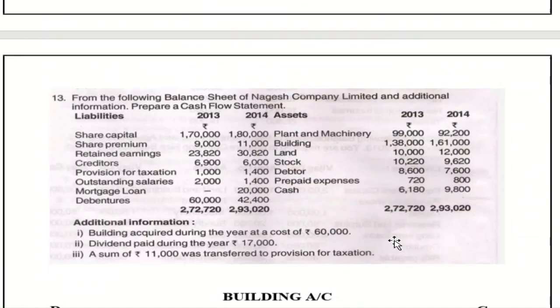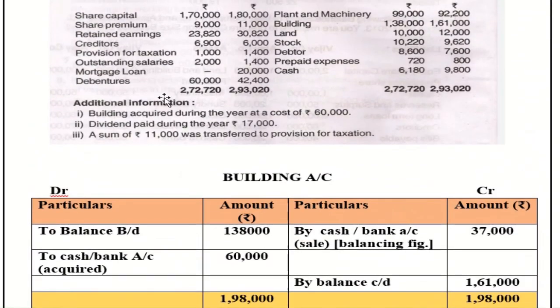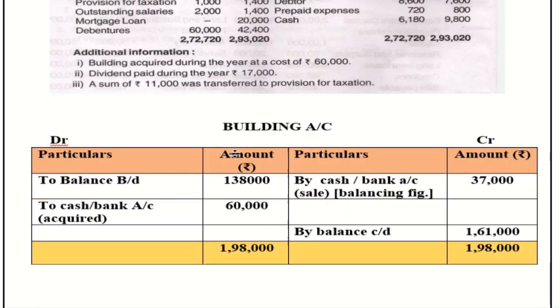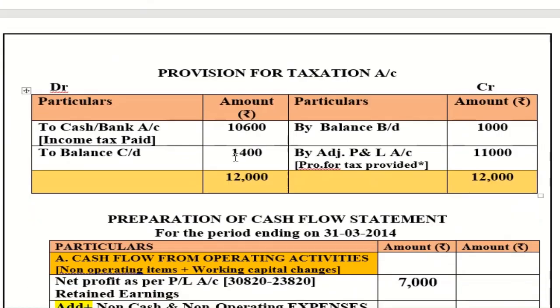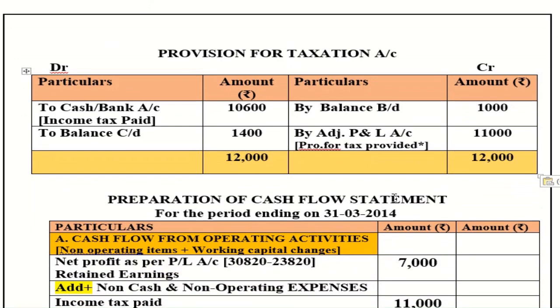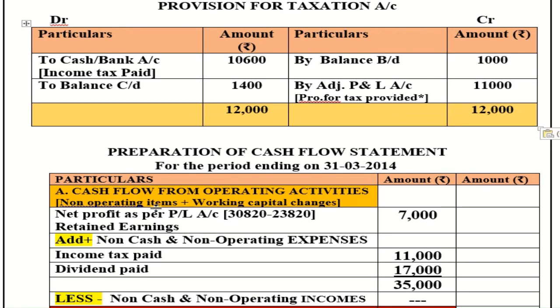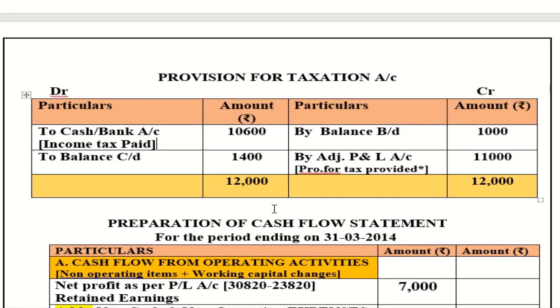Okay, so two accounts we need to open. This we have opened and prepared, and let us prepare now the cash flow statement. Preparation of cash flow statement for the period ending on 31st March 2014. Particulars, amount. This first one, cash flow from operating activities. So it means non-operating items plus working capital changes. So we will take the net profit as per P&L account, that is the retained earnings difference.